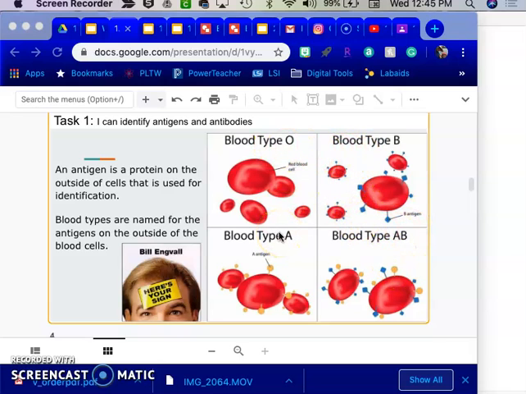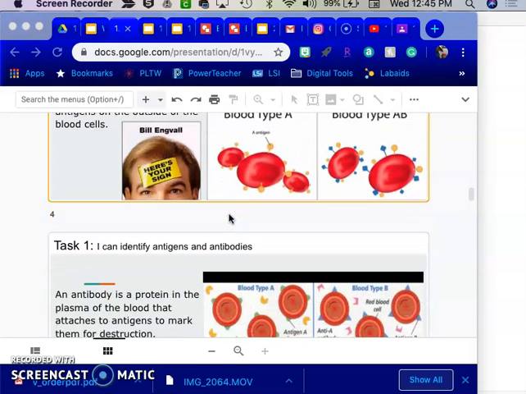So go ahead and fill in that. You can fill in one of these drawings as an example, an antigen, and put in your antigen part.